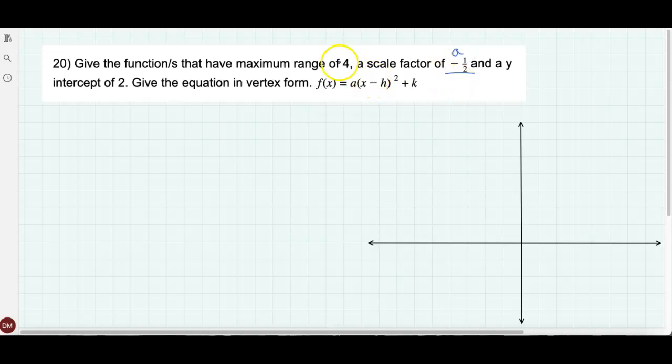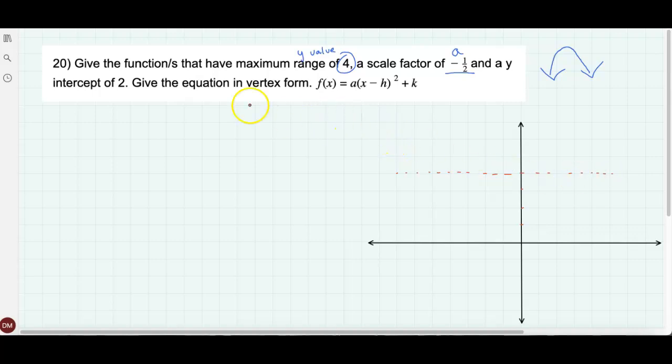We have the scale factor, the maximum range, and we already know that if the scale factor is negative, the shape is going to be something like this, right? So it's going to have that general shape. The maximum range is the y value. The maximum y value is 4. Let's just do something here. I'm just going to go to 1, 2, 3, 4. So somewhere along this line here is going to be the vertex, right?